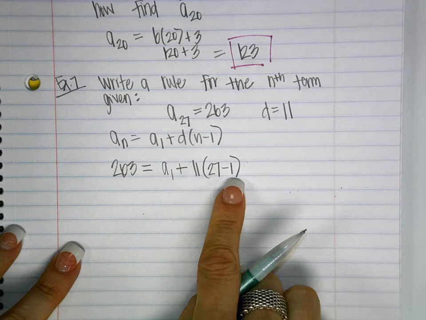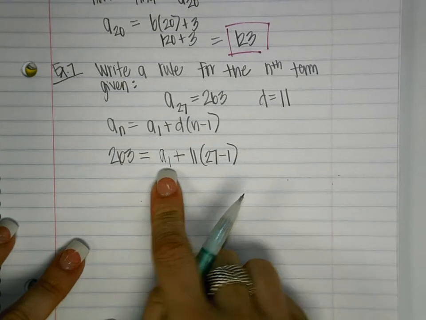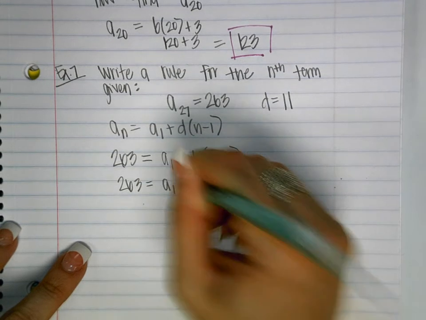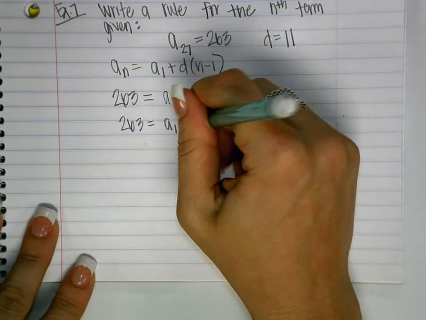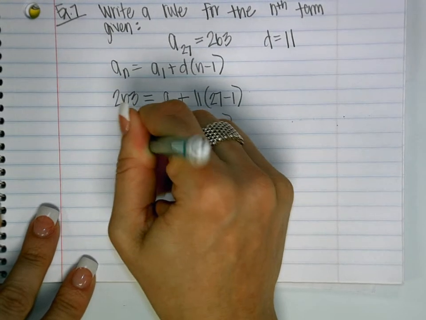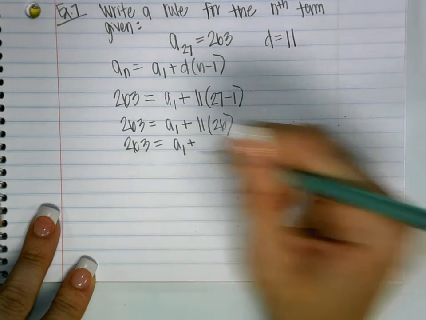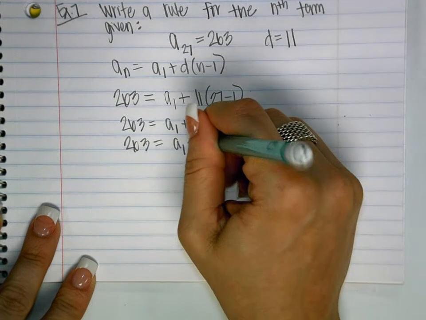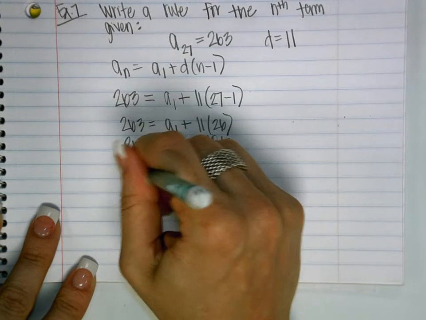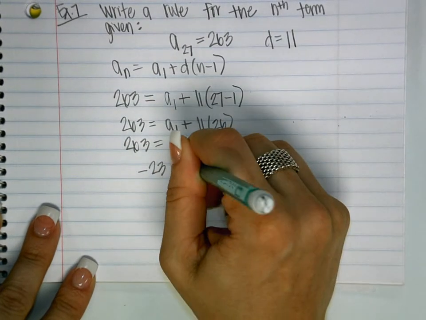So now we're going to go backwards and solve for A sub 1. So 263 equals A1 plus 11 times 26. Okay, that will give you 263 equals A sub 1 plus 286, since 11 times 26 is 286. If you subtract over, we're going to get negative 23 equals A sub 1.